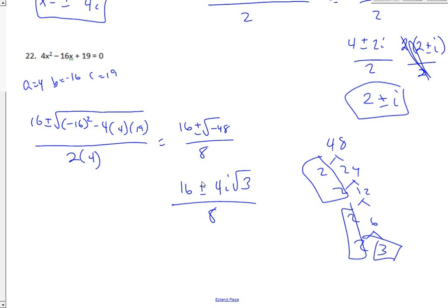Now if I look at these three numbers here, I've got a common factor of 4. So if I factor out a 4 from the numerator, 16 divided by 4 is 4. 4i divided by 4 is just i, and then the square root of 3 over 8. And then 4 over 8 simplifies to 1 over 2. And my final answer will be 4 plus or minus i square root of 3 over 2.